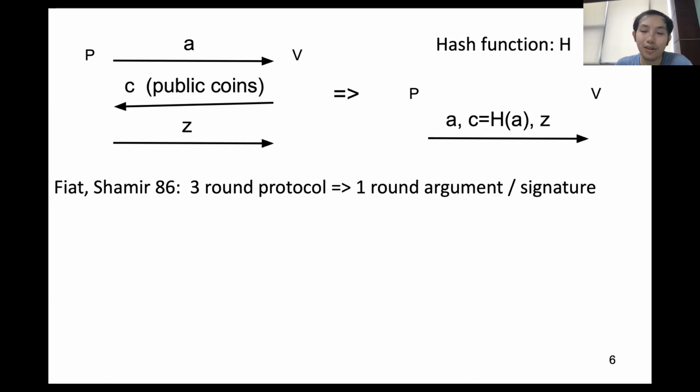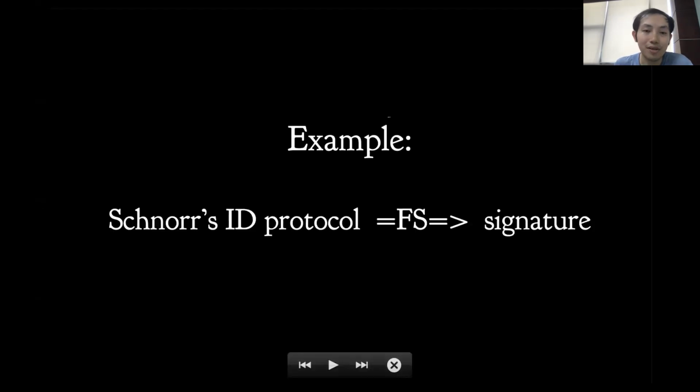Namely, if you have a very good hash function, then you can transform any interactive public coin protocol into a non-interactive one or a signature. So in this case, let me give you an example, which is going to be Schnorr's ID protocol and applying Fiat-Shamir to Schnorr's signature. This is an example which is kind of well known, but since I'm going to talk about our new observation of this protocol, let me reintroduce this protocol for the new students who join.